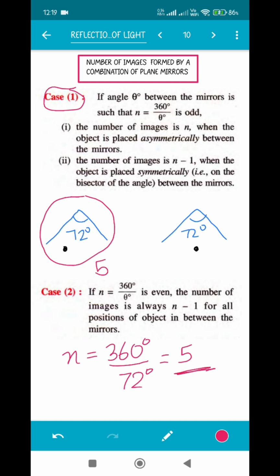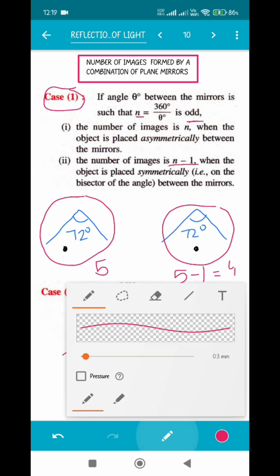In the second case, where the object is placed symmetrically, the number of images is n minus 1. That means 5 minus 1, that is 4. This calculation is only applicable when the value of n is odd. There can be certain cases when the value of n comes out as a decimal. We just consider the integer part, not the number after the decimal.